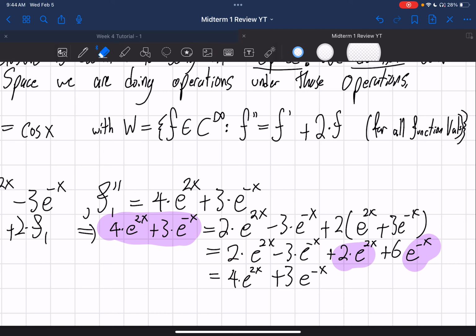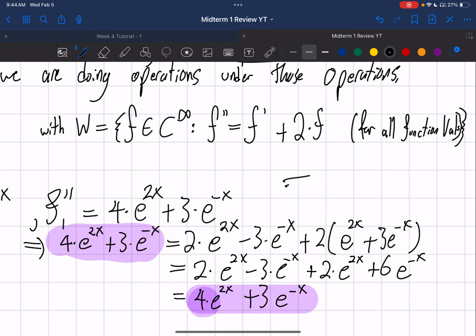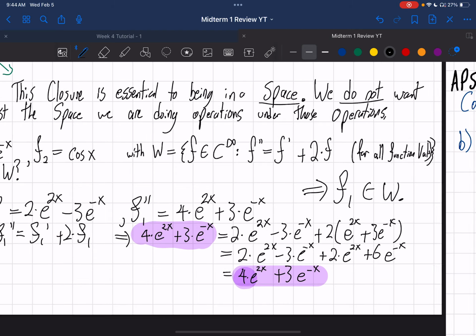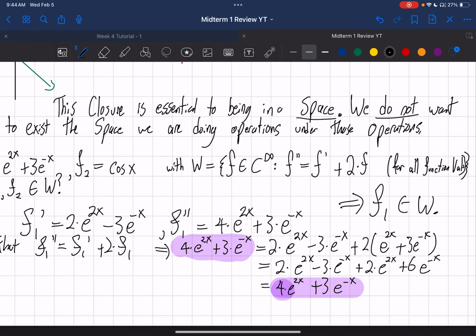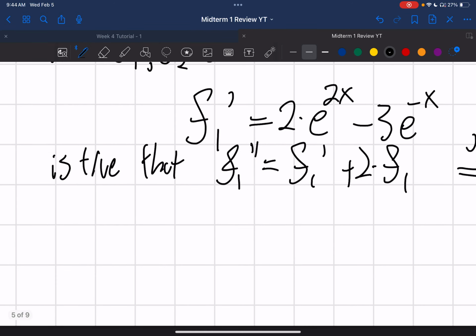And then we have our right-hand side over here, which is exactly the same, okay? So we proved that f1 is in fact an element of W. So this implies f1 is an element of W. So f1 is a smooth function, and it also abides by our set rule. Okay? Now we're going to check the same for f2.